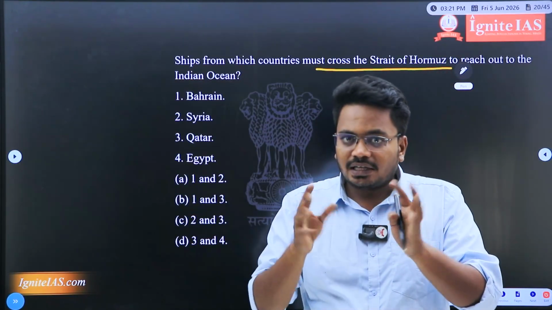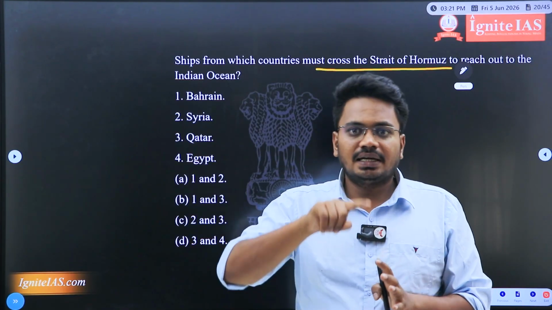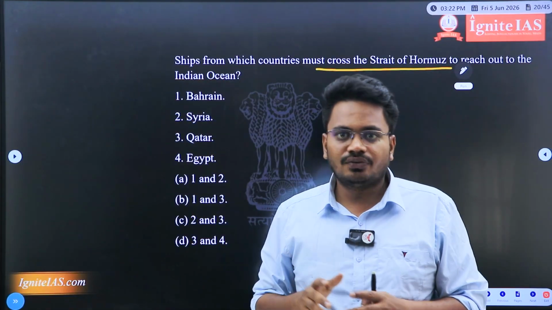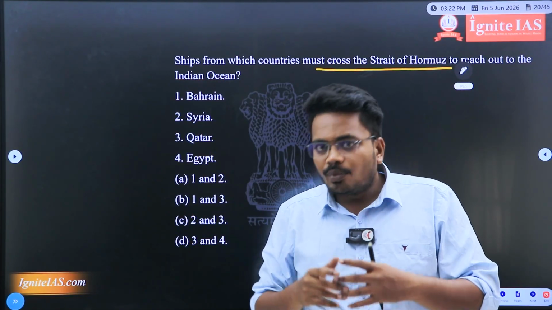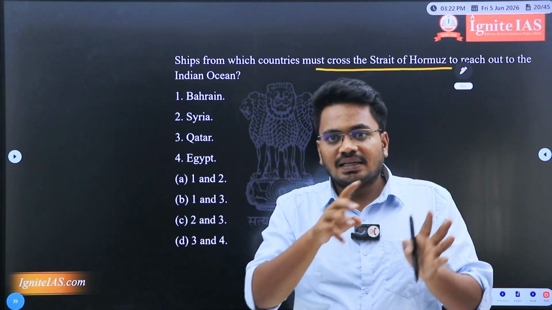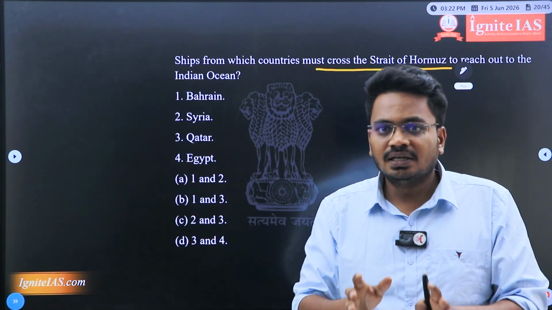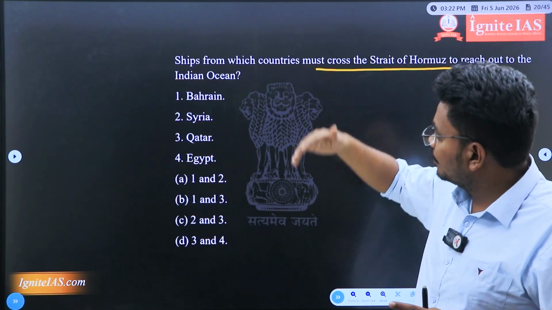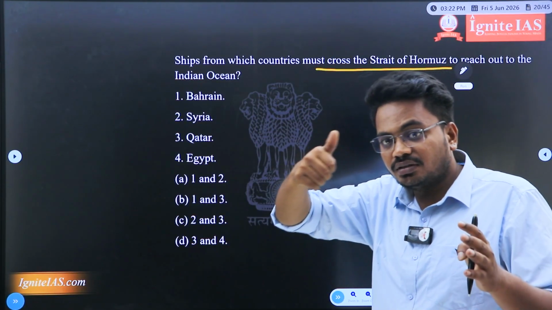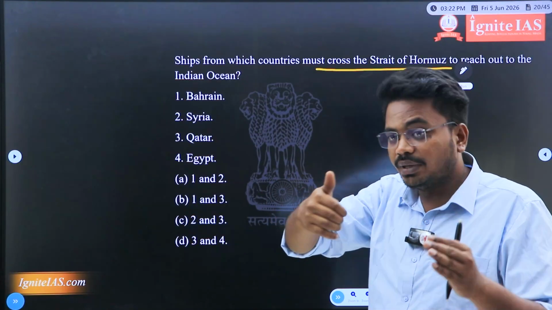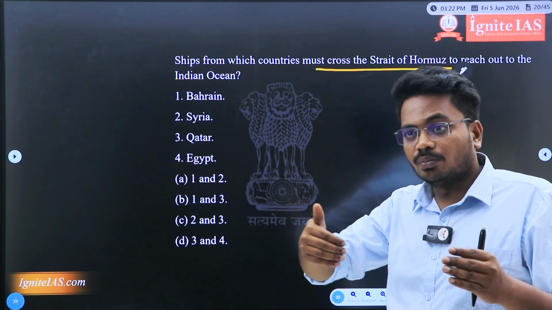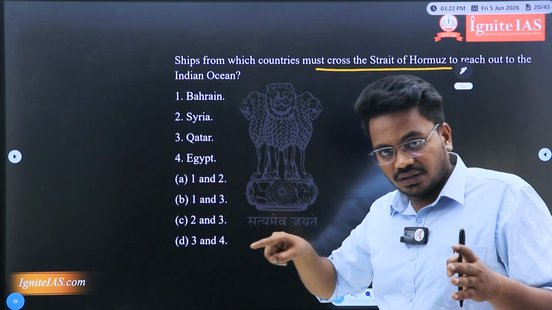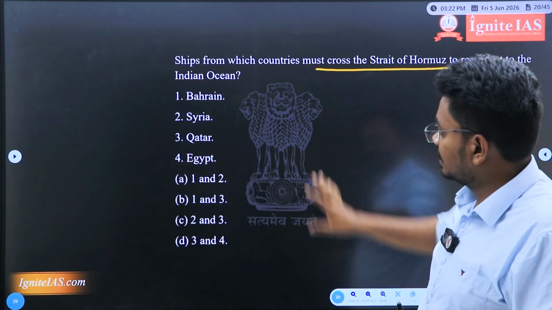So everyone expected that there would be some question regarding the Strait of Hormuz. Here, instead of asking about the border countries of the Strait of Hormuz or the important geographical features there, he asked a simple question. Ships from which countries will be passing across the Strait of Hormuz, and after that, they have to go into the Arabian Sea, and subsequently to the Indian Ocean. That was the question here.